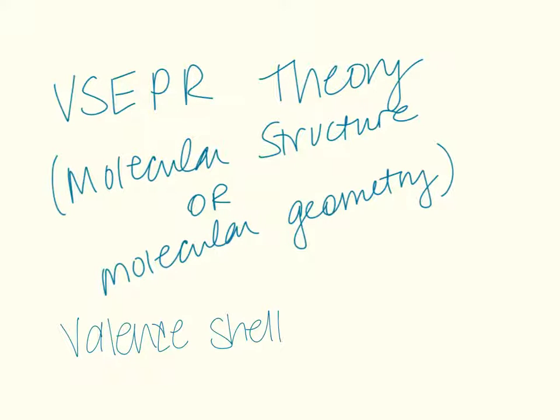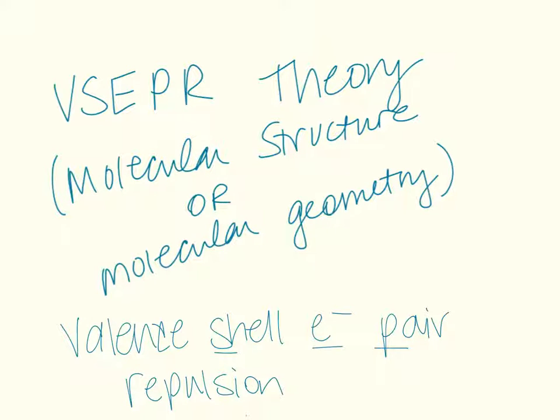Shell Electron Pair Repulsion. And so what that means is that the electrons that surround the central atom are going to have to push against each other to where they get equal distances apart. And so it changes the shape depending on how many electrons you have around the central atom.